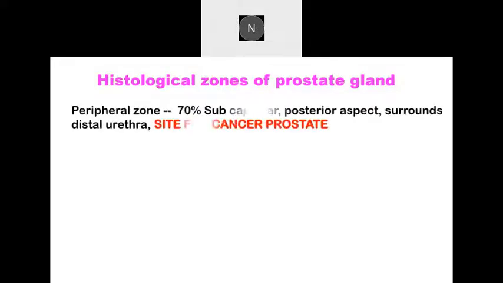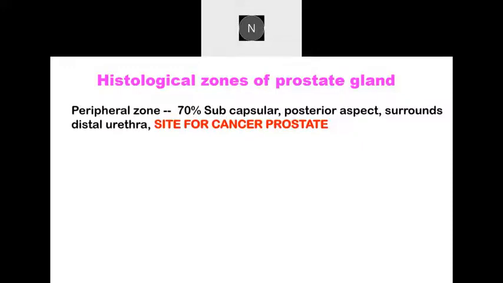Very good. McNeal zones. Peripheral, central, transitional, and anterior fibromuscular. So the peripheral zone comprises 70% of the gland, the subcapsular and posterior aspect of the distal urethra. This is the site where cancer prostate mainly arises, in this peripheral zone.